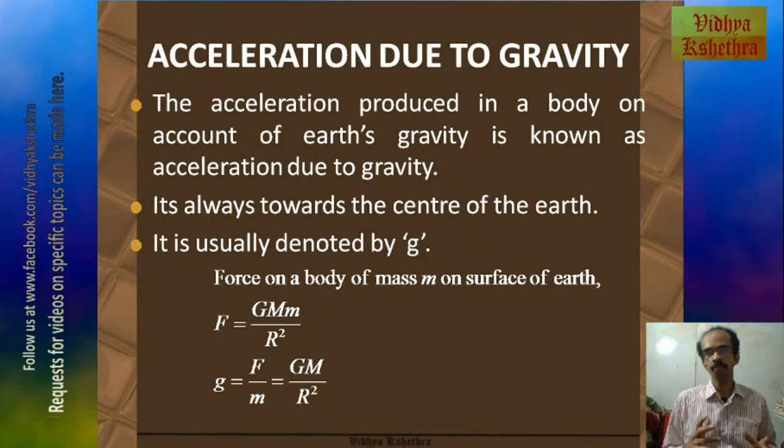Now the force on a body of mass m on the surface of Earth is, by the universal law of gravitation, F equals G M m divided by R squared, where capital M and capital R are the mass and radius of Earth, and small m is the mass of the body. Now, from Newton's second law of motion, we know that acceleration is given by force divided by mass. So, acceleration due to gravity g is equal to F by m, which is equal to GM by R squared. So, this is the formula for finding the acceleration due to gravity. Here M is the mass of the Earth and R is the radius of the Earth.